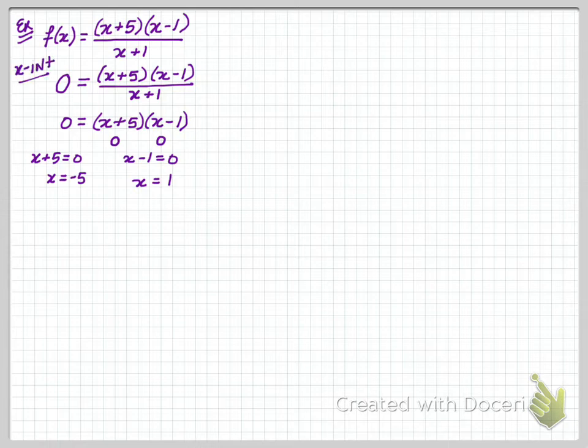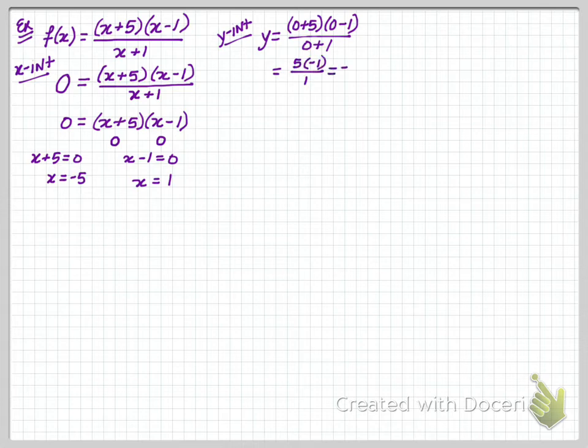Now we're going to look at our y-intercepts. And our y-intercepts occur when x equals 0. So now we're going to write y equals 0 plus 5 times 0 minus 1, all over 0 plus 1, which is 5 times -1 divided by 1, which is -5. So our y-intercept is (0, -5). Okay, our y-intercept, our x-intercept.